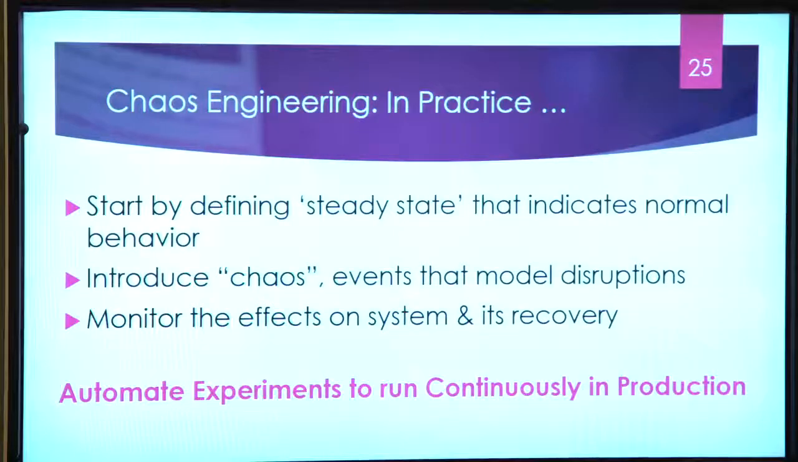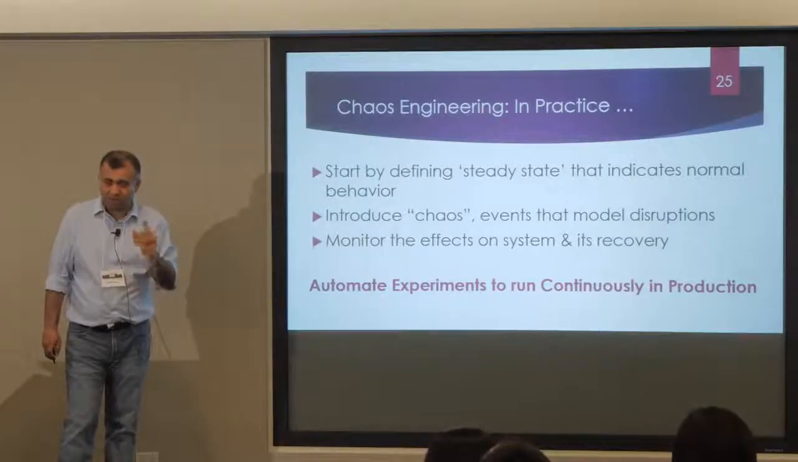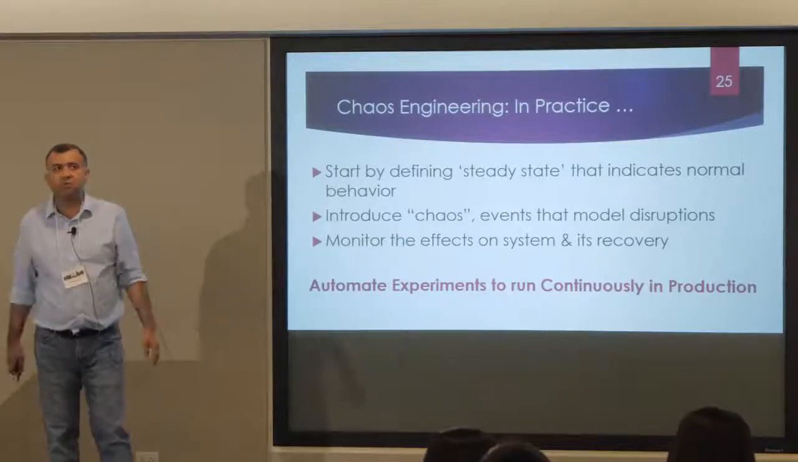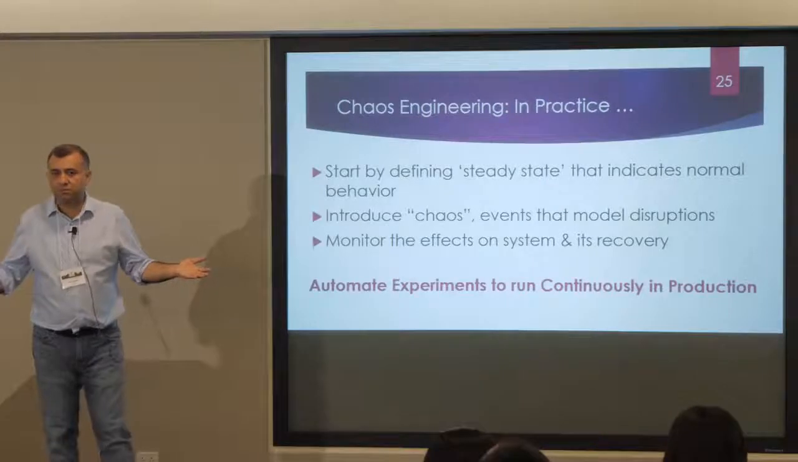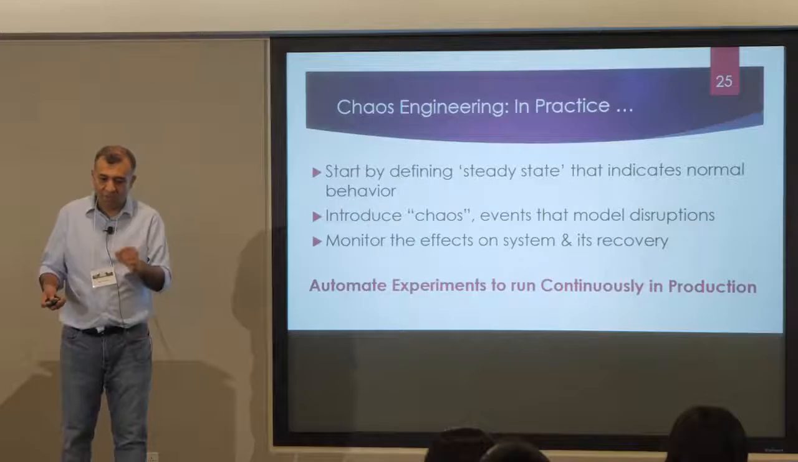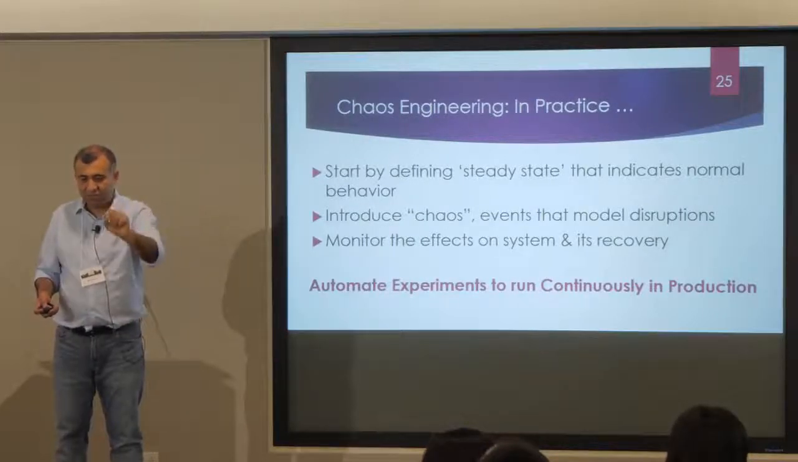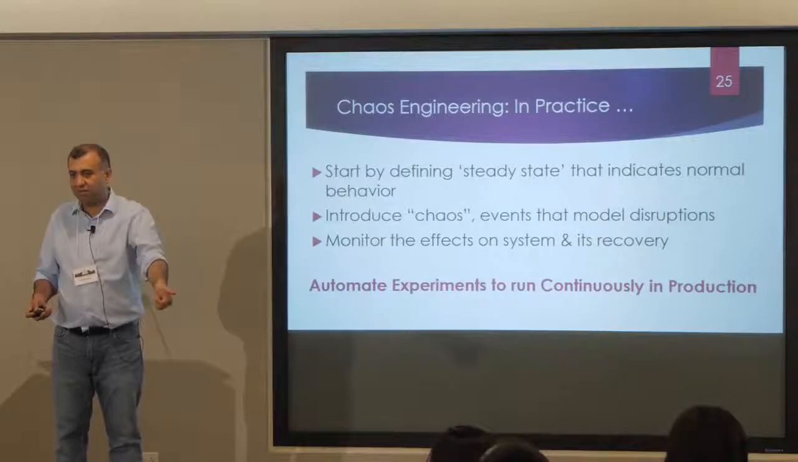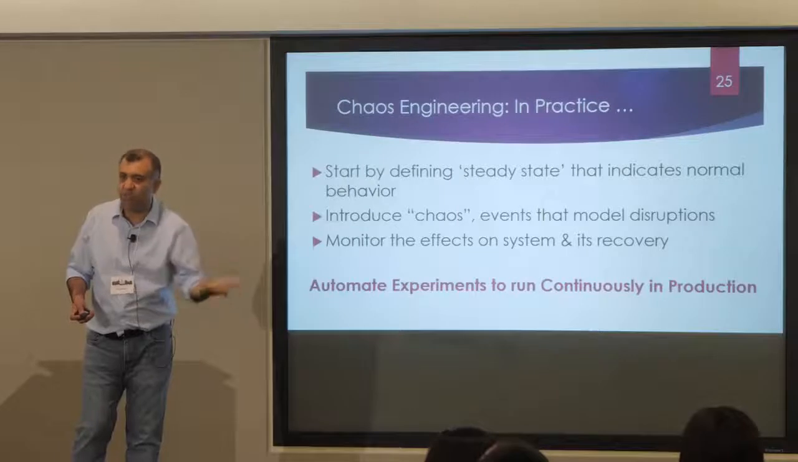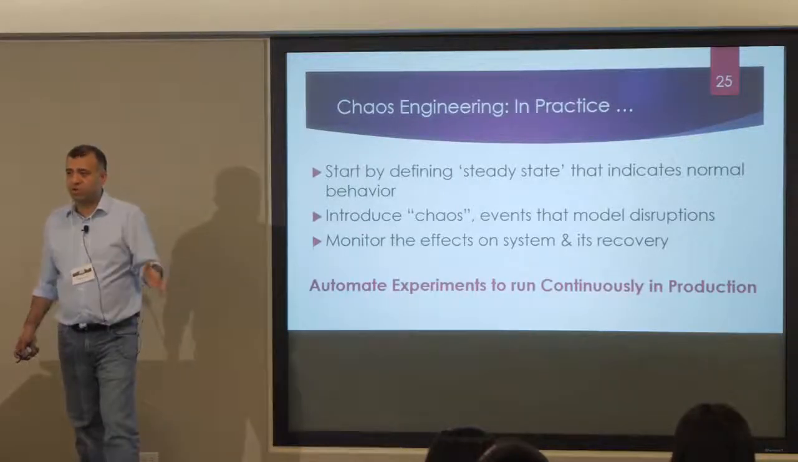And then you introduce chaos. Chaos is essentially an event that models a disruption. For example, what could be a disruption? Well, you have a disk failure. So what happens if you have a disk failure? How do you know how your system would behave? So the chaos service artificially introduces an event and says, take that service down, take that disk out. So it simulates a disk failure in your production systems. It's actually done in production, right? And then you monitor your system.